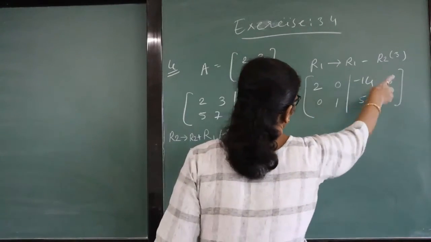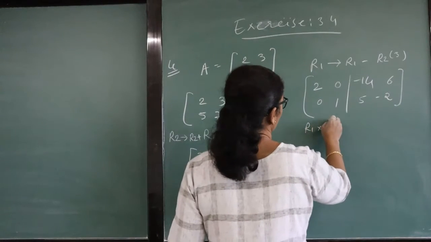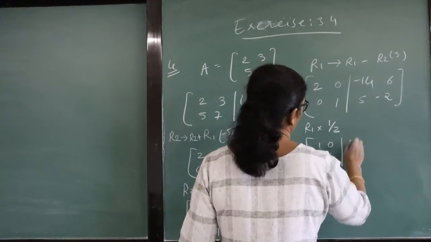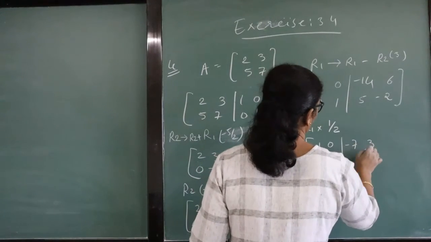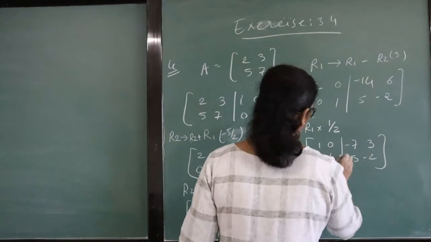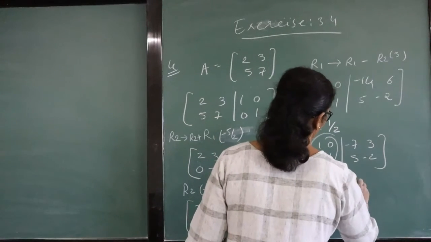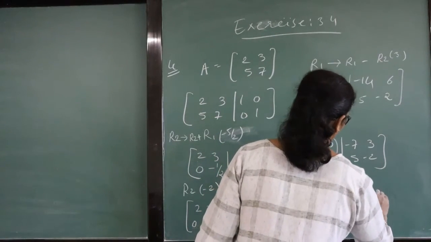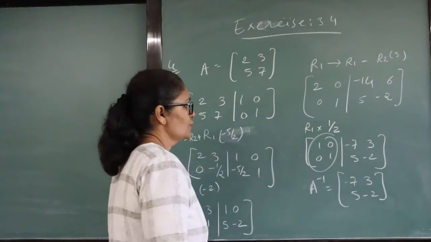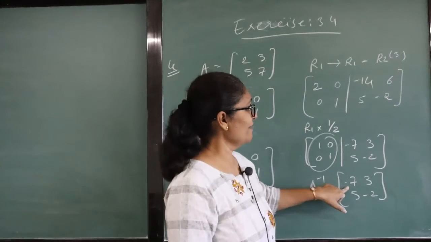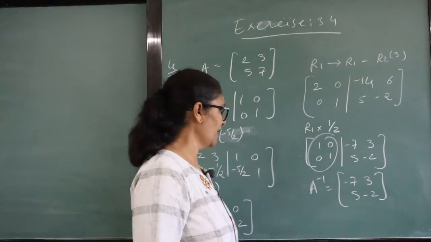Okay, let's divide the full row R1 by 2. So what you get? 1 0 divided by 2. So you get, now here we get the identity matrix. So your A inverse will be minus 7 3 5 and minus 2. So what is the inverse of matrix A? 2 3 5 7 minus 7 3 5 and minus 2.